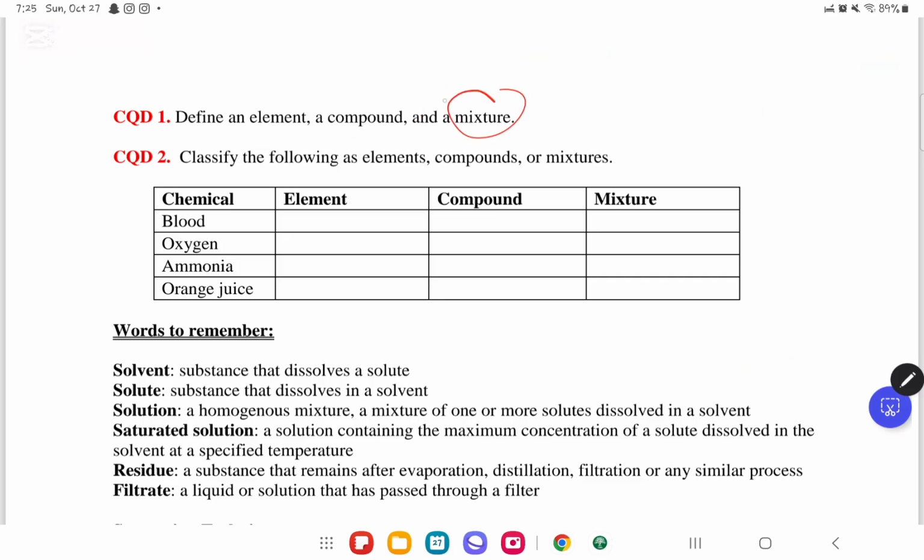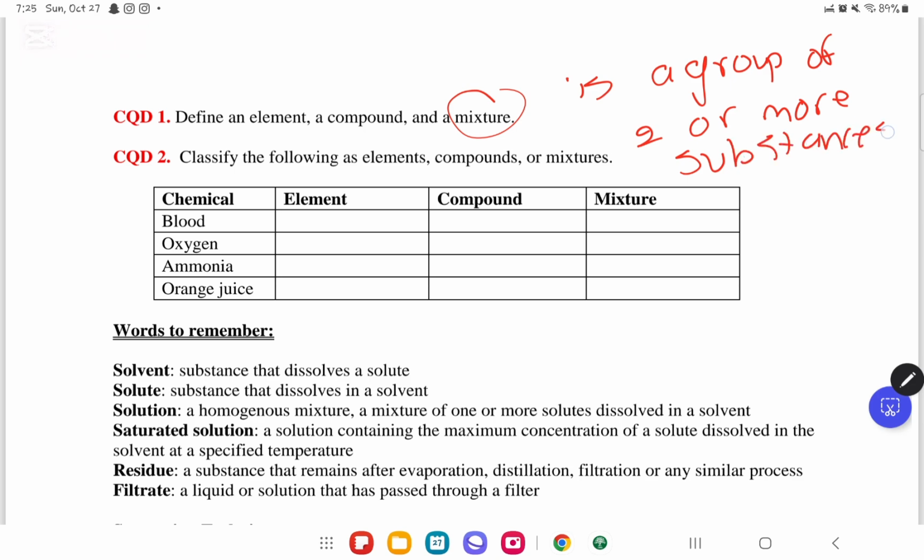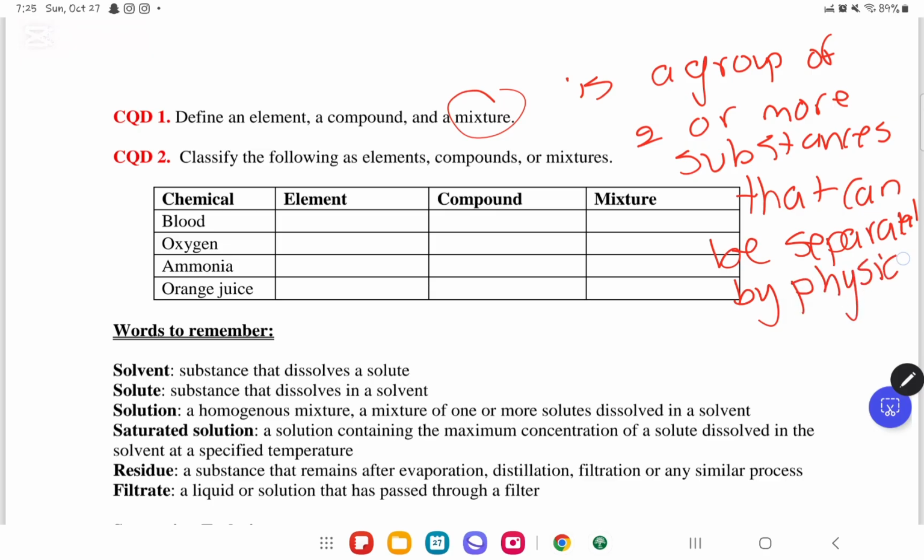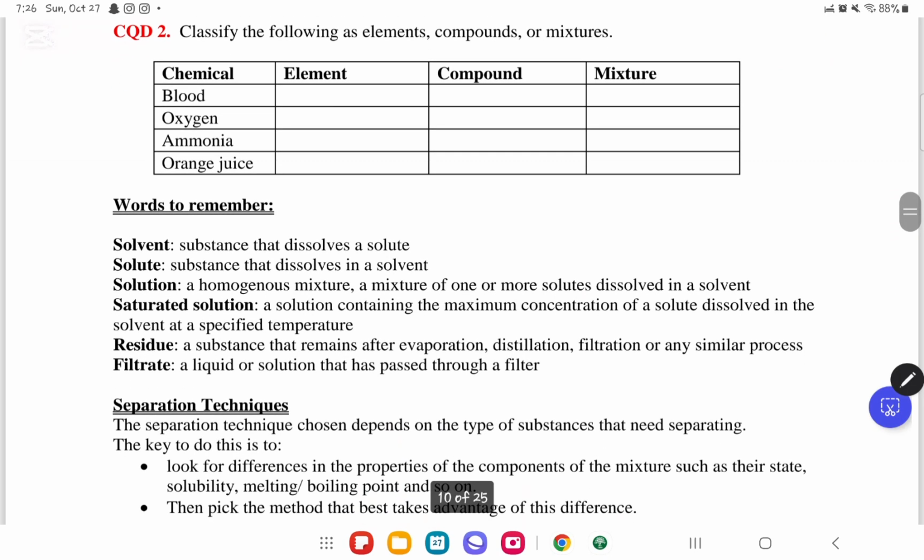Now, a mixture, however, is a group of two or more substances that can be separated by physical means, meaning they are not bonded together chemically. So we say they are not chemically bonded together. That's CQD 1 finished. Now CQD number 2.